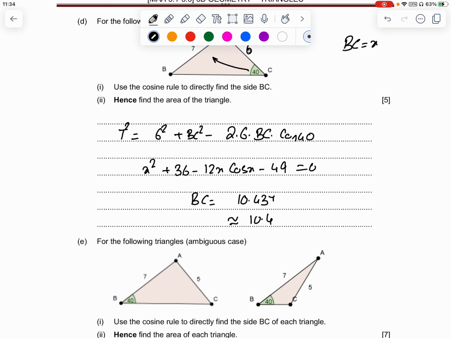Once I got the BC value as 10.4, area of the triangle is going to be 1 upon 2 times 6 times 10.437, full calculator display, times sine 40. So simplify that, 20.126, which is 20.1.